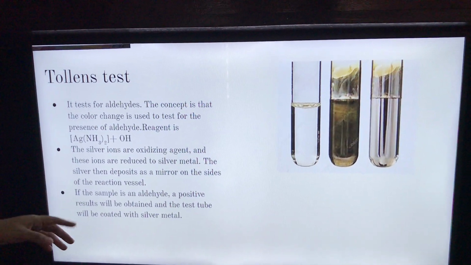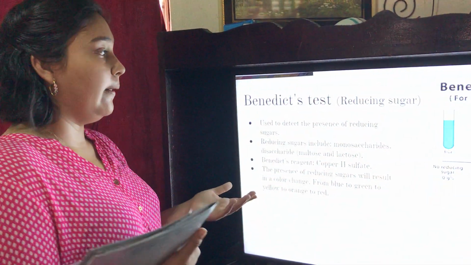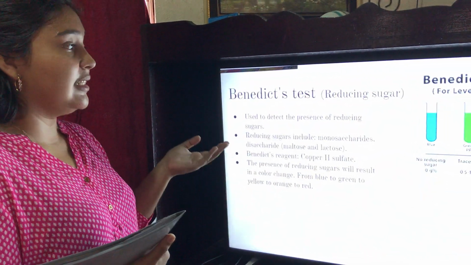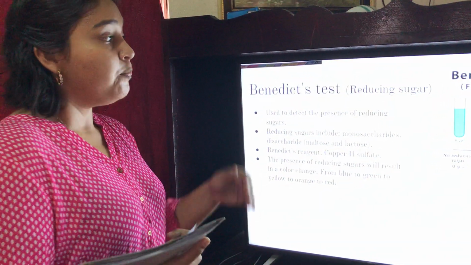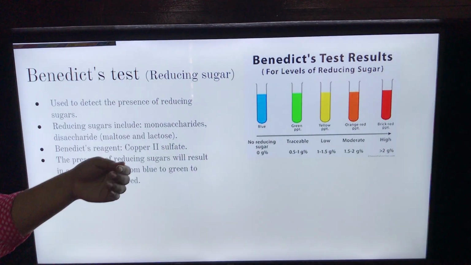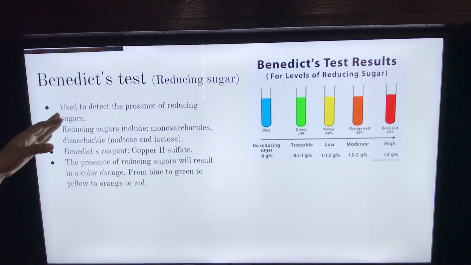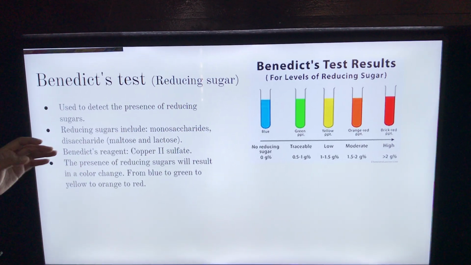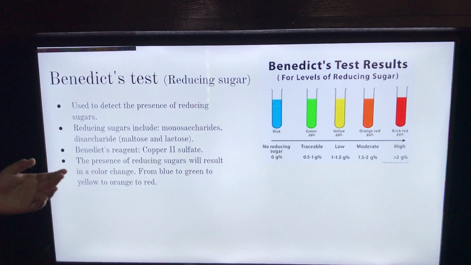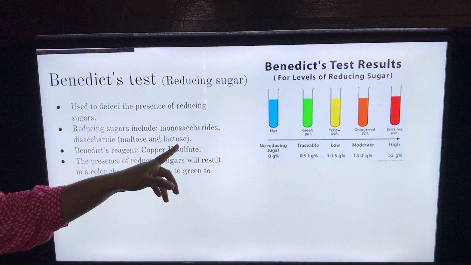Next slide. So the other test that we can do to test for carbohydrates is the Benedict's test. Now, this is actually split into 2 parts that I will be explaining. The first part is the reducing sugar, and the second part is for non-reducing sugars. And it's very straightforward. So we know that it is used to detect the presence of reducing sugars. And the reducing sugars, if you don't know, are monosaccharides and disaccharides, which are maltose and lactose.